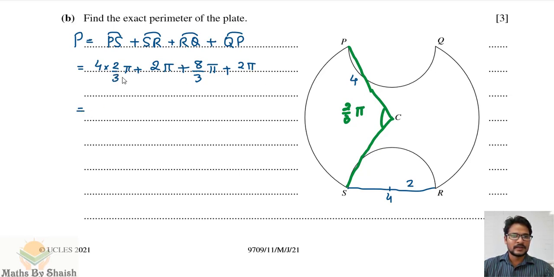And now we have 8 by 3 pi and 8 by 3 pi, that is 2 times 8 by 3, so it becomes 16 by 3 pi, plus 2 pi plus 2 pi is 4 pi. Now we will add them. 4 threes are 12, so 16 plus 12 is 28 over 3 pi, and that's the exact perimeter. Since they have asked for the exact perimeter, we don't have to solve this further. And if this is given as 4 centimeters, it would be in centimeters.